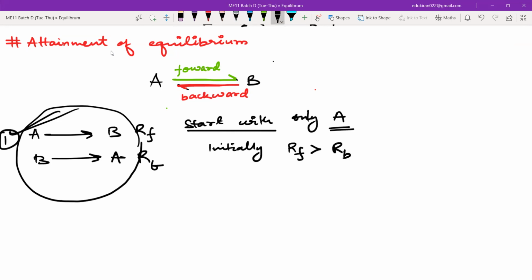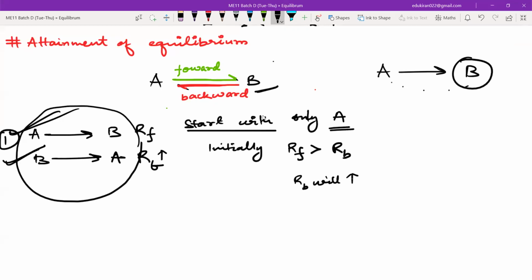But slowly, what is going to happen? There will be an increase in the concentration of B. And if there is an increase in the concentration of B, then the second reaction will also be possible, that B can also get converted to A, because we have some B now. Yes, sir. Because A is going to give me B, and as soon as B is formed, some of the B will be converting to A. So slowly the rate of backward reaction will increase. And if it increases, there will be a time in which the rate of forward reaction will be equal to the rate of backward reaction. Yes or no, guys? Tell me.